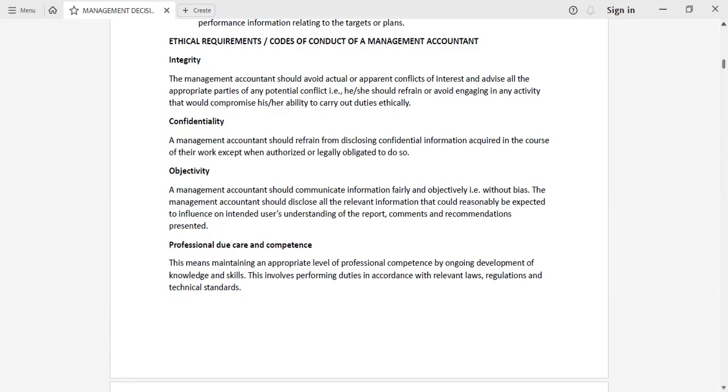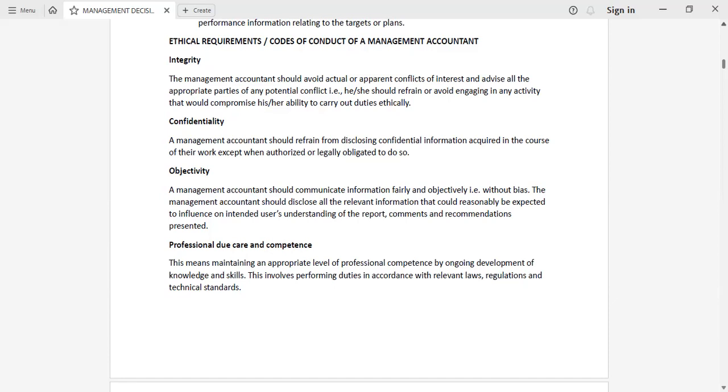As a management accountant, we expect you to disclose all the information that is relevant to the third party. So if you don't actually do that, then we say you are operating unethically, or you are breaching ethical requirements.